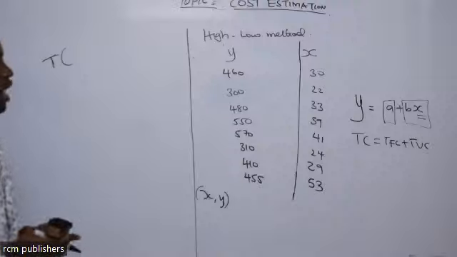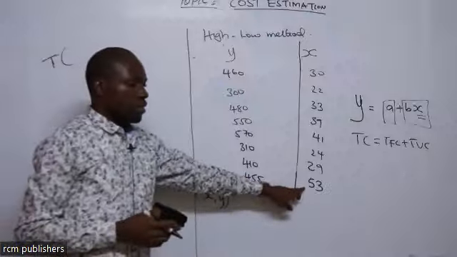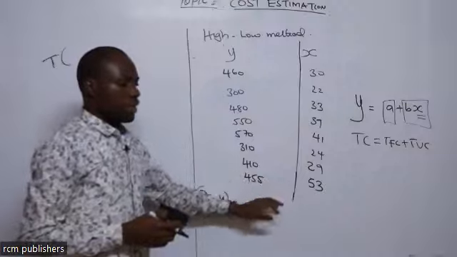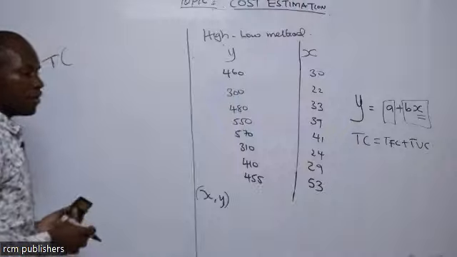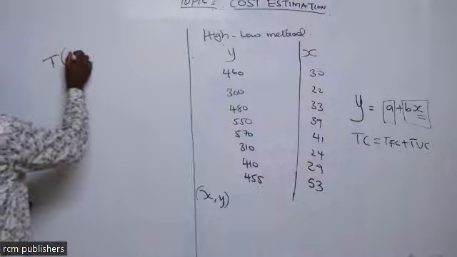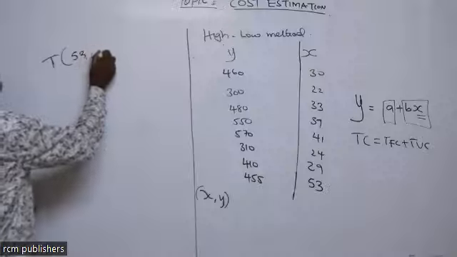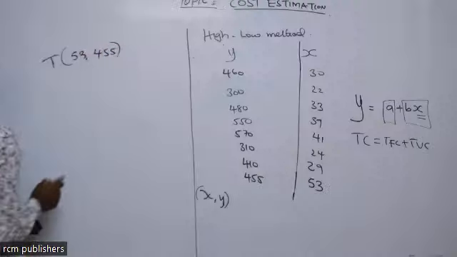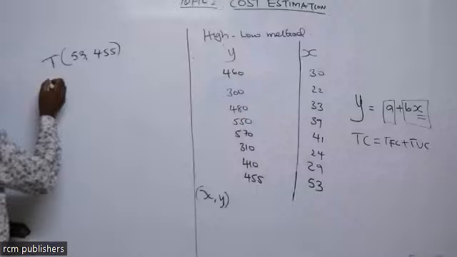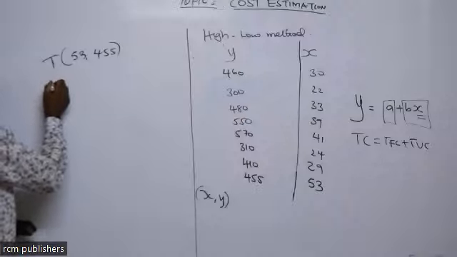53. So we are having 53 as the combination of the highest value. That is 53, 455. Okay. Can someone give us the combination of the lowest value?